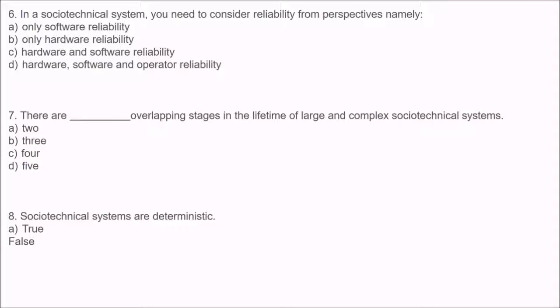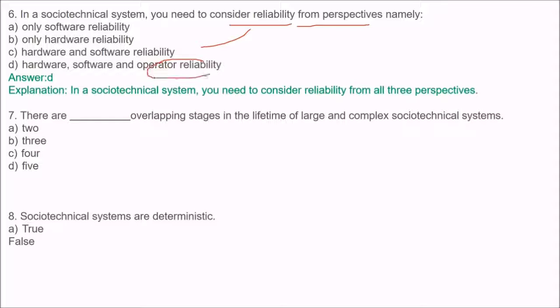Next is in a socio-technical system, you need to consider reliability from which perspectives, namely reliability with respect to only software, only hardware, hardware and software, and operator reliability. The answer is D, because in this, we always check for various reliability. We have talked about reliability in software and hardware, but we are talking about socio-technical systems. So you need to consider the reliability from all the perspectives, even the operator.